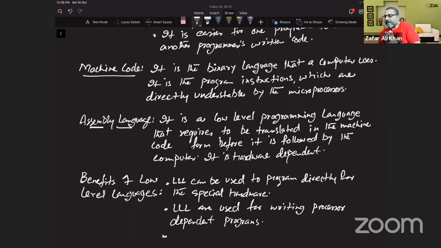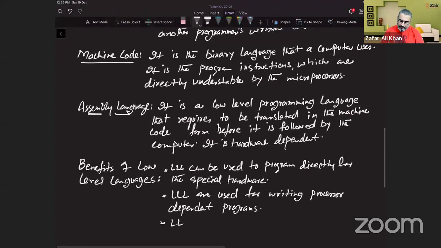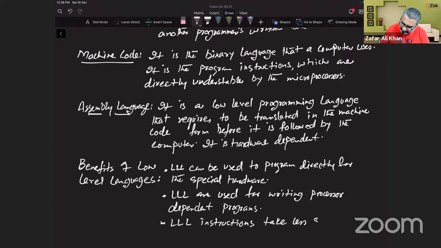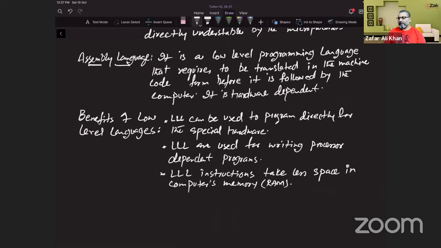And then programmers can write program code that does not take up much space in primary memory. So the best thing about it is the instruction size is so small that it does not take a lot of space in computer's memory, or RAM. Now, programmers can write program code that performs a task very quickly. So low-level language programs are really fast.